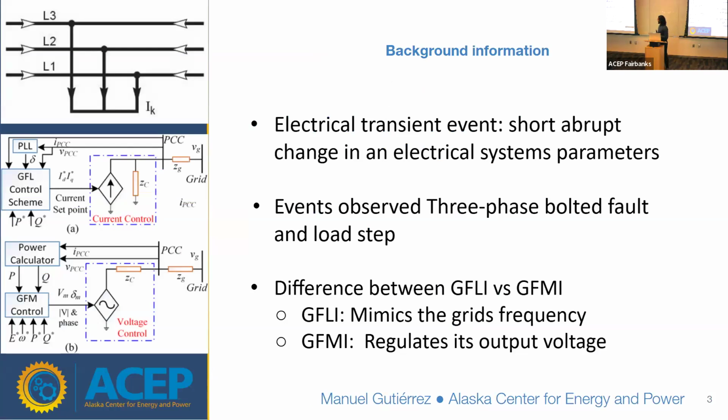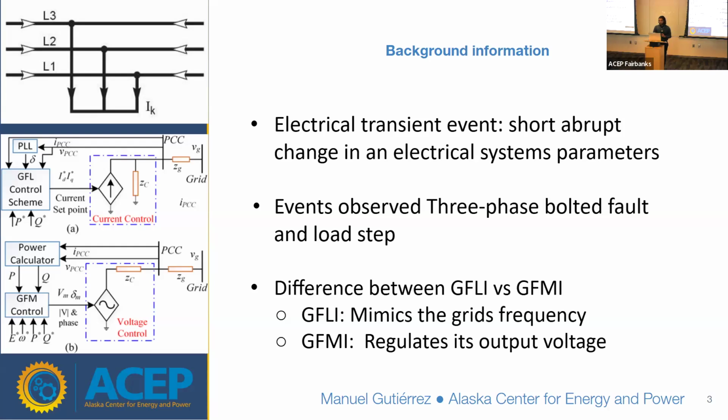An electrical transient event is a short, abrupt change in an electrical system's parameters. Think of a spike in current or a drop in voltage. Transient events observed during the experimentation and modeling of this system were a three-phase bolted fault and a load step. A load step is a sudden change in the electrical load of a power system. Think of a massive industrial machine being plugged in.